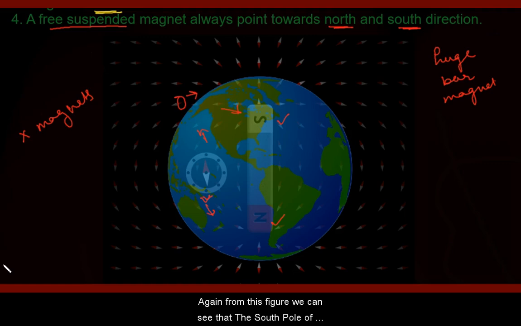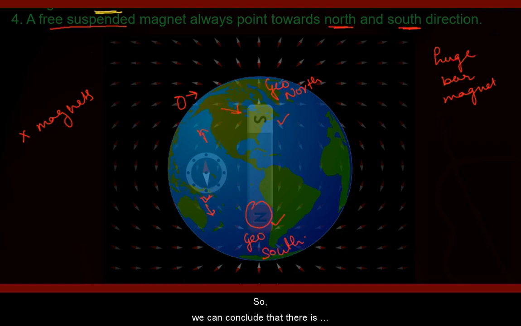Again, from this figure, we can see that south pole of the Earth's magnet is in the geographical north because it attracts the north pole of the suspended magnet, and the north pole of Earth's magnet is geographical south because it attracts the south pole of the suspended magnet. So, we can conclude that there is a magnetic S pole near the geographical north and there is a magnetic N pole near the geographical south.